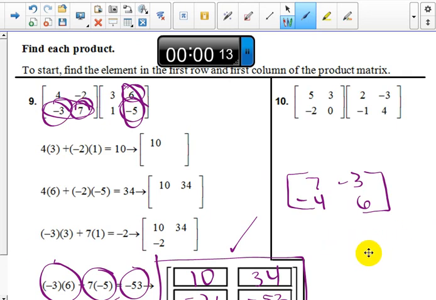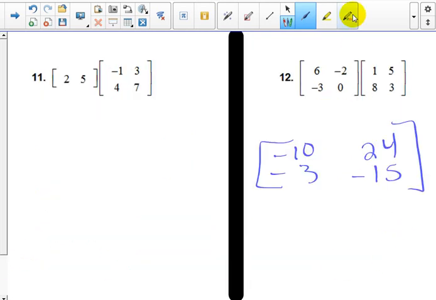About 16 seconds. Okay, the answer to number 10 is on the first row, 7, -3, -4, and 6. 7, -3 on the first row. Second row is -4 and 6. So that's the answer. Now let's go to 12.